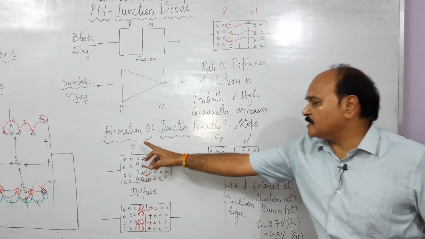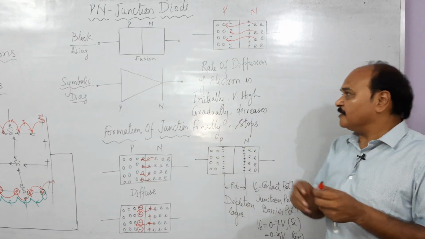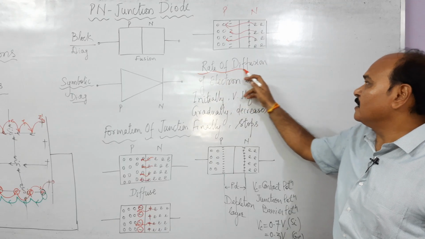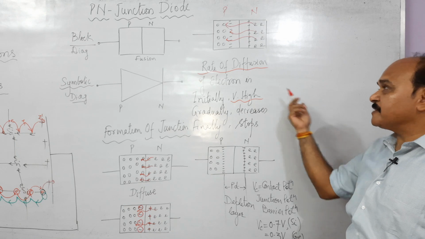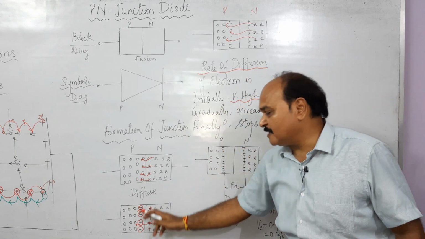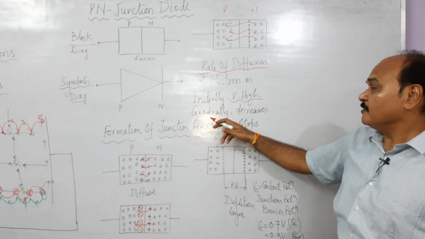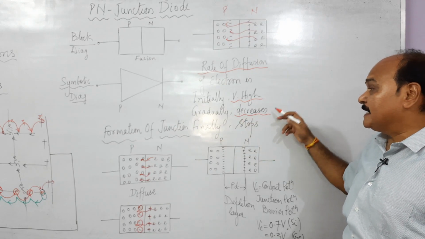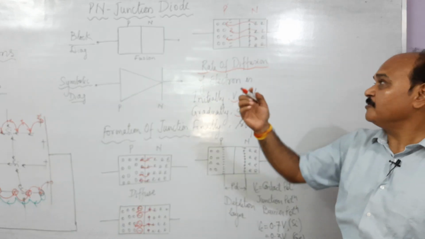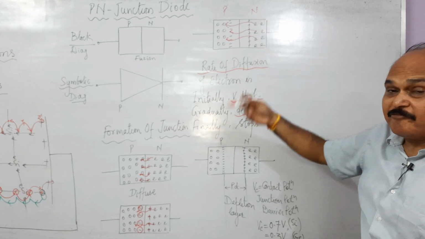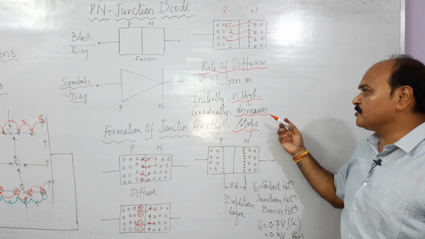Initially when there is no negative charge over p side, there is no repulsive force over incoming electrons. Therefore, the rate of diffusion initially is very, very high. But as the diffusion takes place, this negative charge is generated here. This negative charge starts repelling the further incoming electrons. Therefore, the rate of diffusion decreases. But as long as diffusion continues, this negative charge grows. Finally, a stage is reached when there is no more diffusion. Diffusion stops altogether.